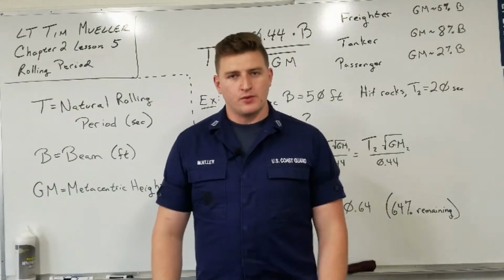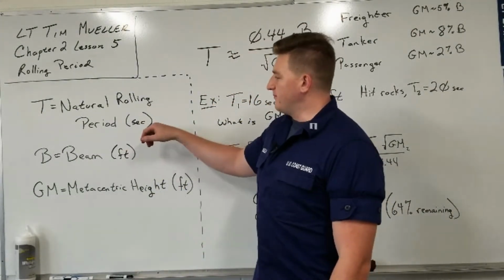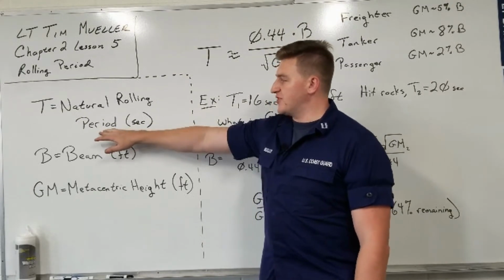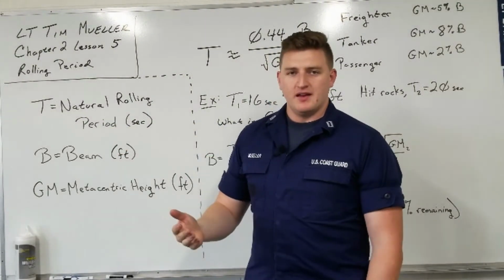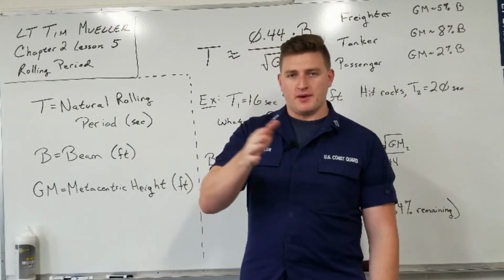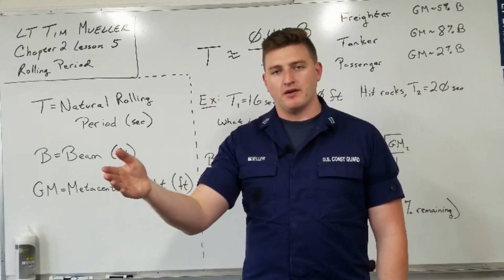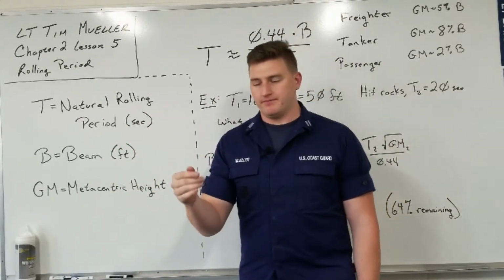Now before we get into the equation for rolling period, we have a couple of terms to define. Over here on the left of the screen, we have T equals the natural rolling period of a vessel in seconds. The rolling period is the amount of time it takes for a vessel to go from port all the way to starboard and then back to port. Once it comes back to the same position on the port side, that is one period.